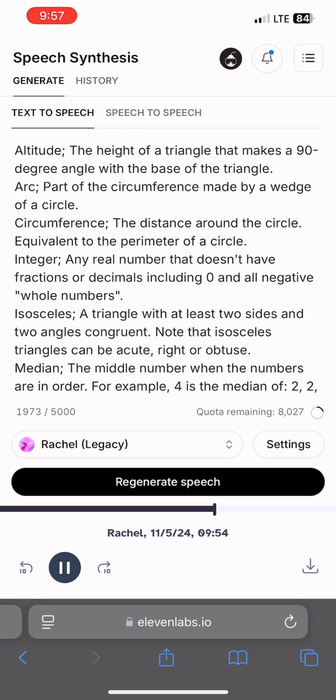Symmetric, the same on one side as it is on the other. Bisect, bisect means cuts into two equal segments or angles.